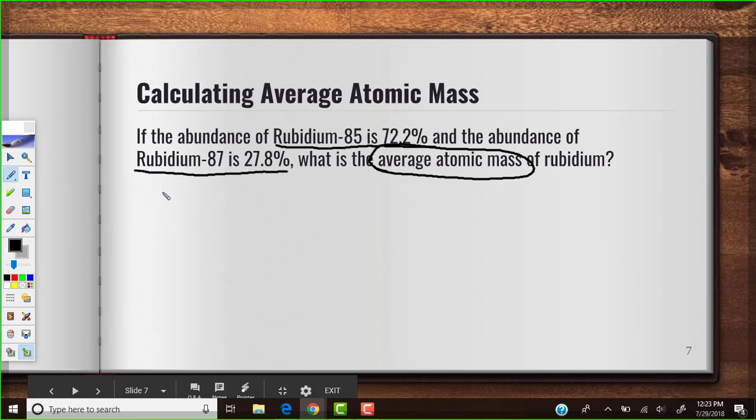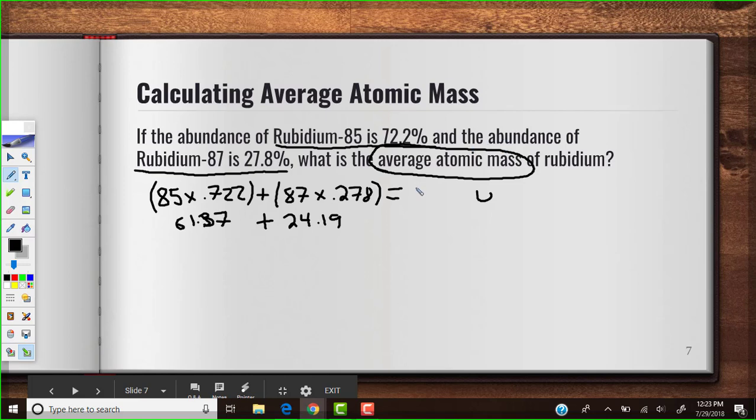So rubidium-85 has a mass of 85. And we're going to multiply that by 72.2% as a decimal, so it's going to be 0.722. And then we're going to add that to rubidium-87, which has an atomic mass of 87, and we're going to multiply that by 27.8% as a decimal. Remember that we're talking about average atomic mass, so we're talking about U's here. And then we just plug into our calculator and solve.